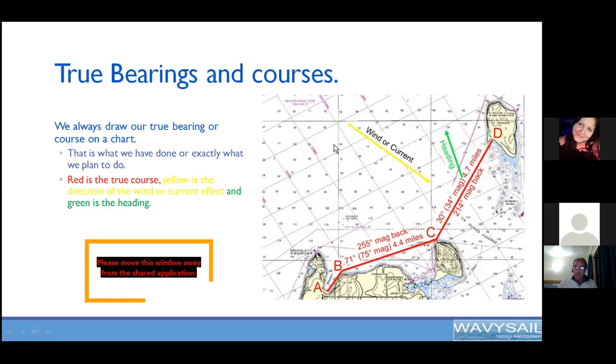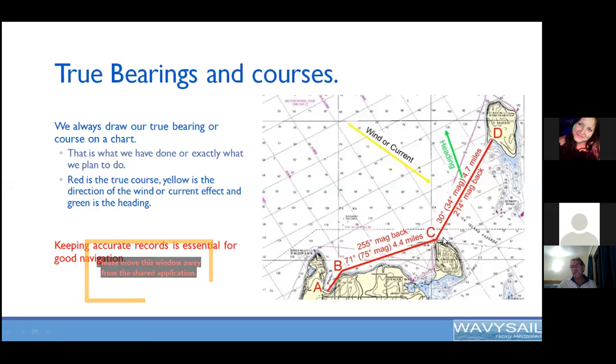Keeping accurate records is essential for good navigation. So if you record your A to B, B to C, C to D, you can give yourself a true course. Record the position at A, record position at B. Draw a line between the two. That's your true course. B to C, true course. Gives you distance as well.